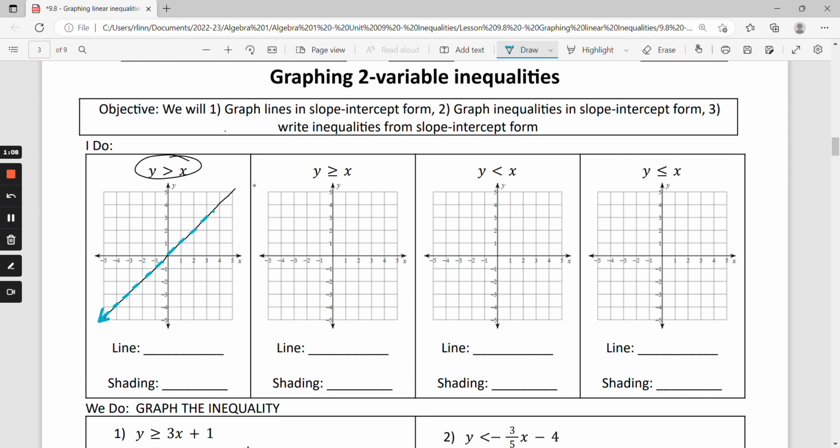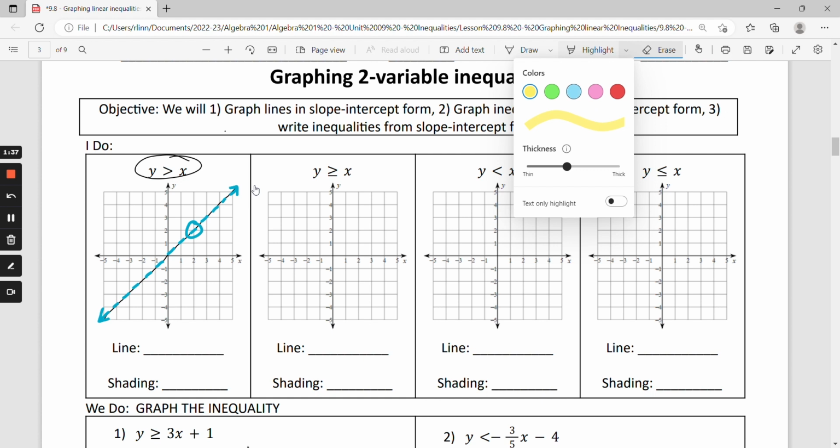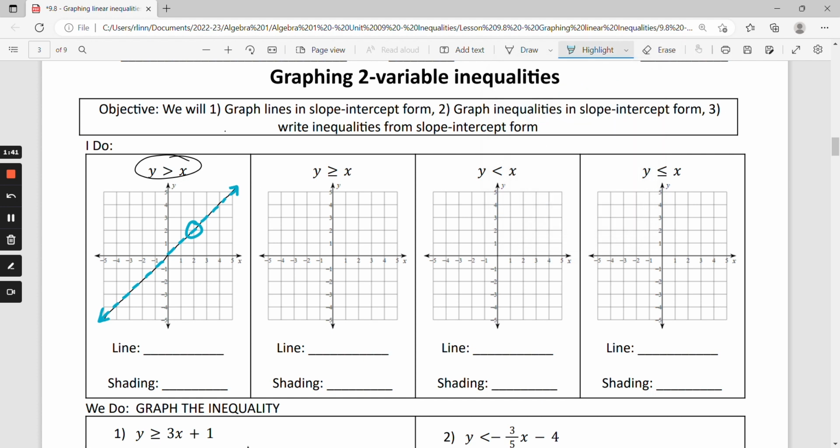And what that's going to indicate to us is that this line is not actually part of the solution. Because, for instance, if we were to look at a point, let's say this point right here of 2, 2, and we substituted into our inequality, we could see that 2 is not greater than 2. So this line is not actually part of our solution. So we're going to represent that with a dotted line to say that everything up until that line is part of the solution, but the line itself is not.